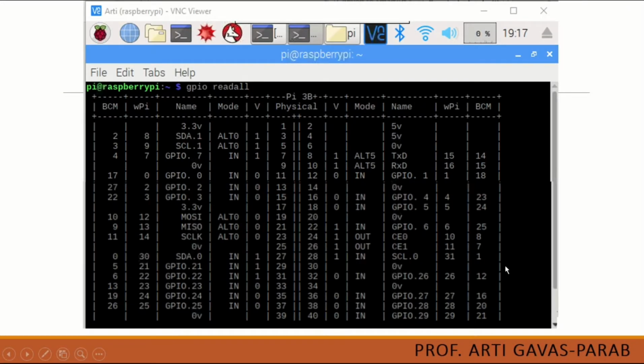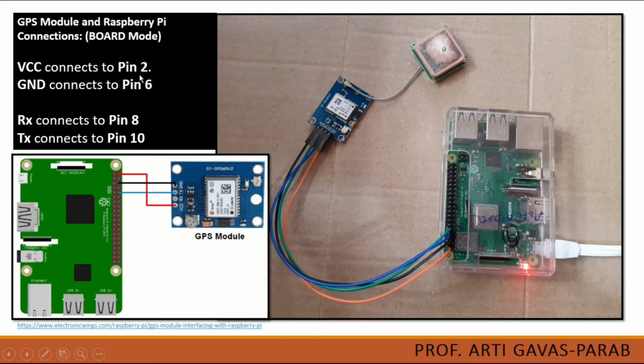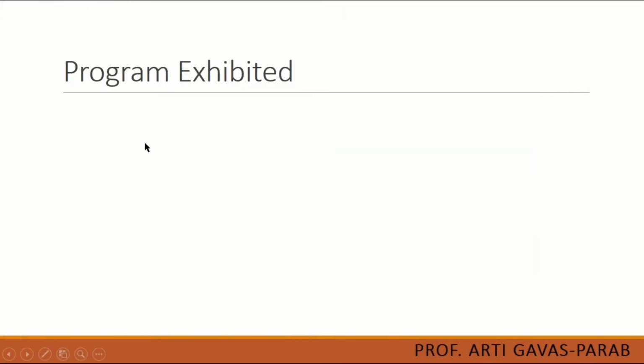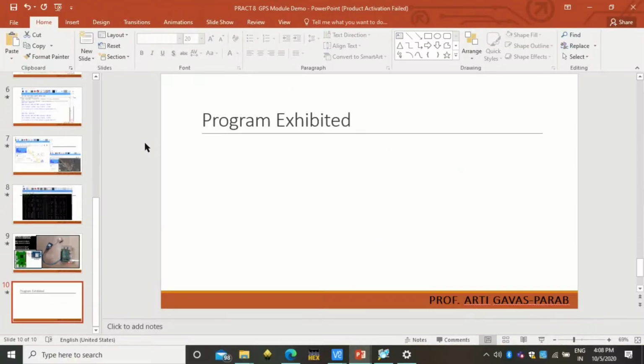So here are the pins that you require to connect GPS module with the Raspberry Pi module. So that is your plus VCC to pin 2, ground you can connect to pin 6. There are a lot more ground pins you can use. Then your RX should connect to pin 8 and TX needs to be connected to pin number 10. Let us see how the circuit is to be set up and program is to be executed.